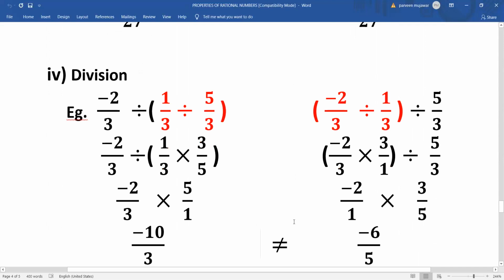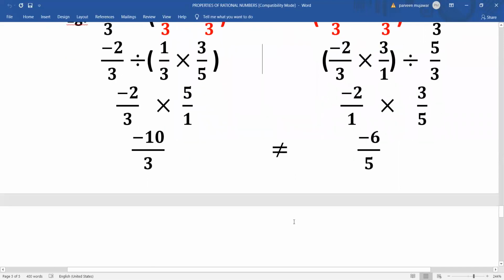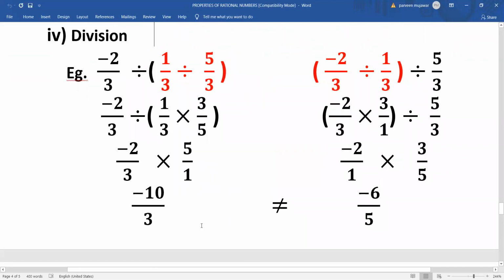Now we'll check for division. Now division, example, the same example, minus 2 upon 3. The main sign is division, and the last two rational numbers I put in the bracket, which I have highlighted in red. And on the right hand side, the first two rational numbers I put in the bracket. I have only changed the brackets.